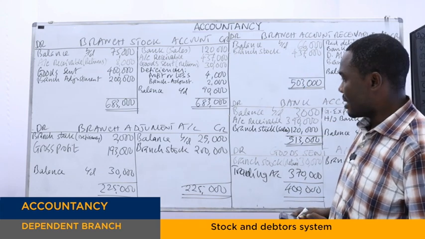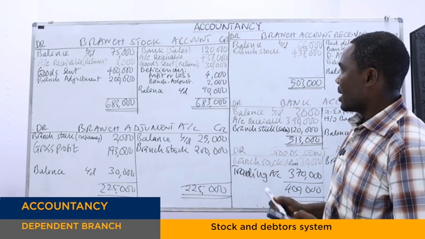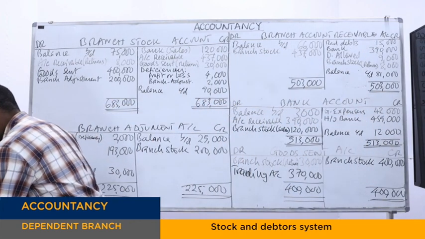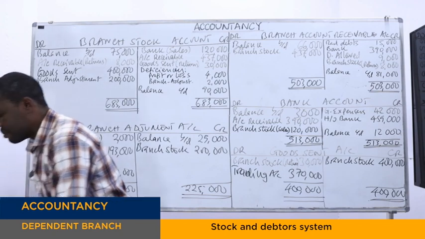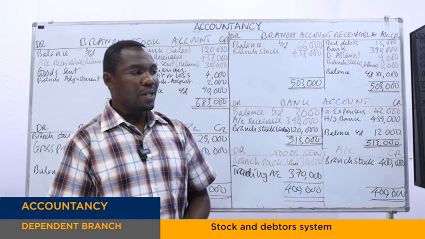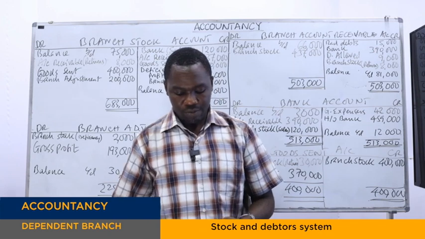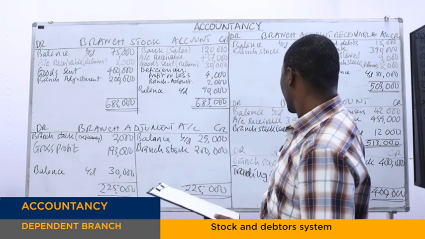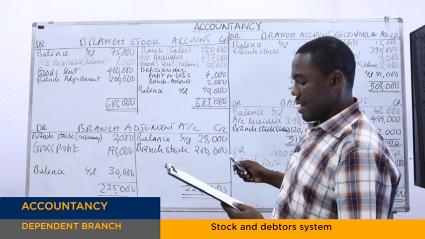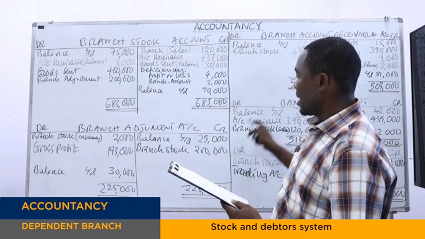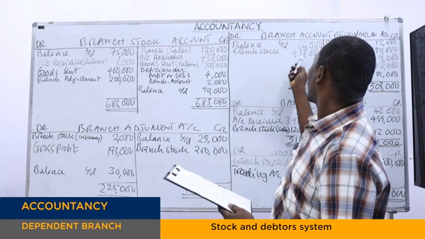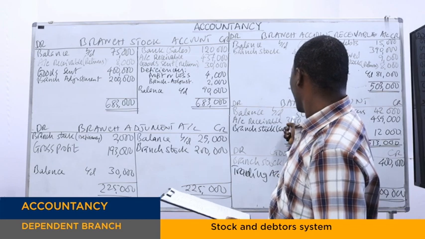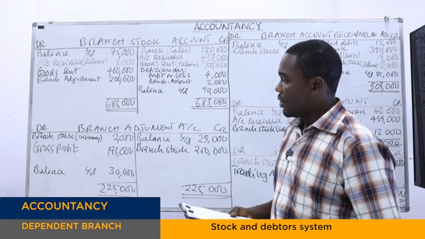So for the required equation, this is the end. We have opened up all the required accounts. That is branch inventory. Yes, goods sent, it is here. Then we have branch adjustment and accounts receivable, as well as the bank account.